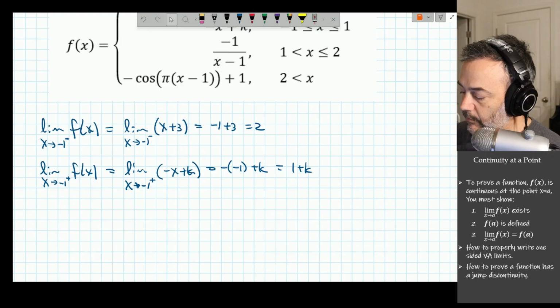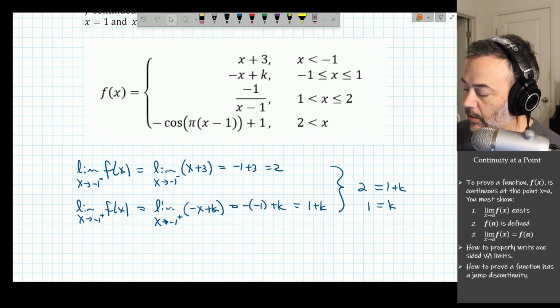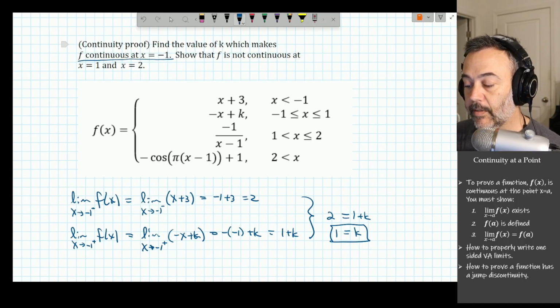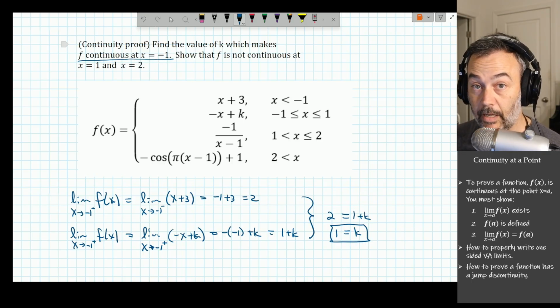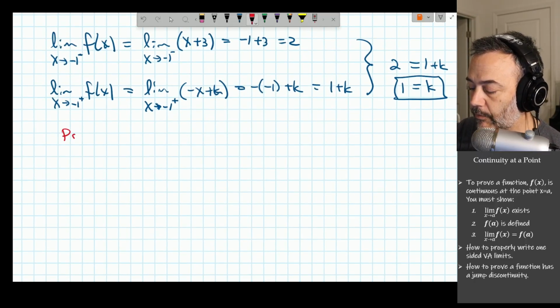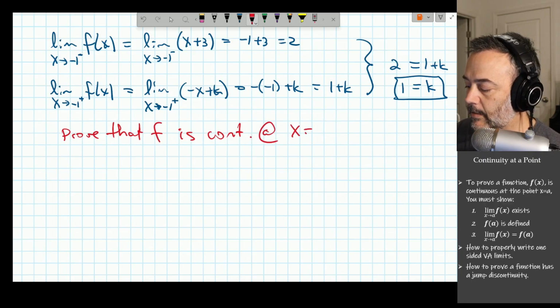Now, a little side work. We need 2 to equal 1 plus k. So we need k to equal 1. Okay? So then I can come back up here and think, okay, so k equals 1. I've got k equals 1. And now I just need to prove that it is continuous at x equals -1 for that specific k. Let's do that. So now, in red, I will prove that f is continuous at x equals -1.